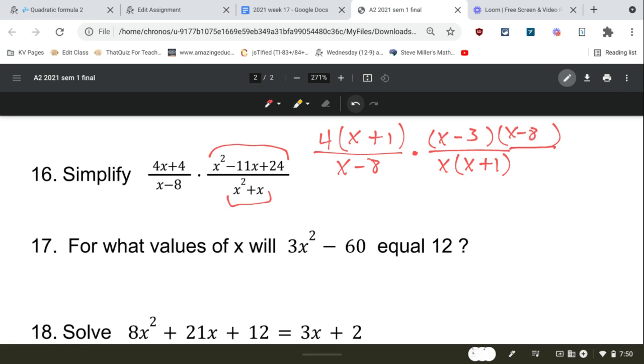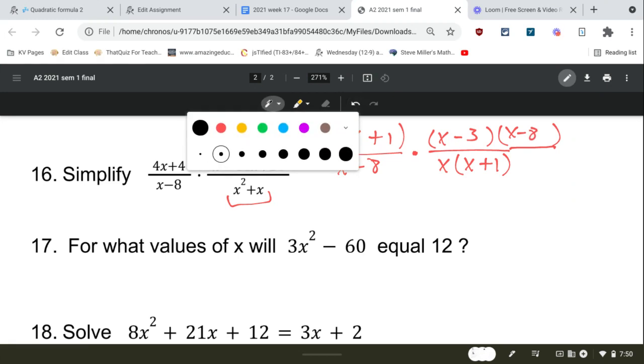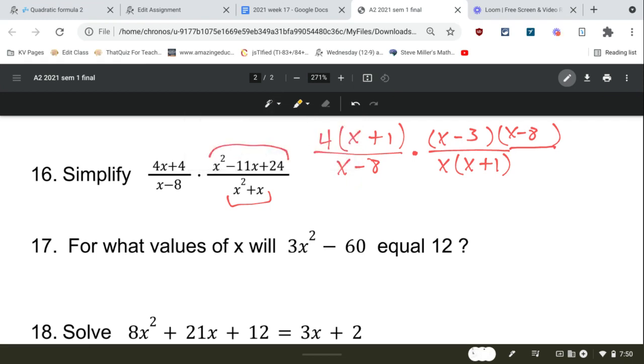Okay, now that everything is factored, we can go through and cancel out the common factors that are vertical from each other and diagonal from each other. So x plus 1 with an x plus 1, x minus 8 with an x minus 8, and that's it. All right, multiply straight across. The 4 times the x minus 3, I'll just leave it in factored form. And then on the bottom, the only survivor is the x itself.